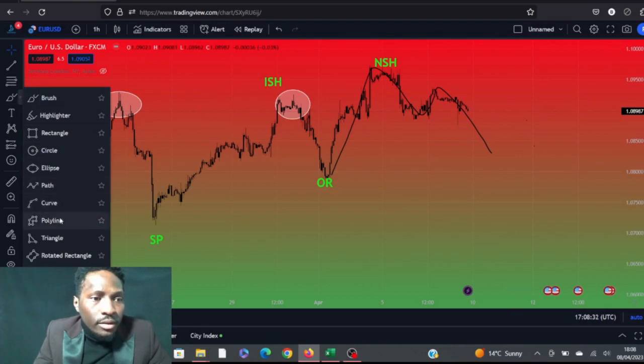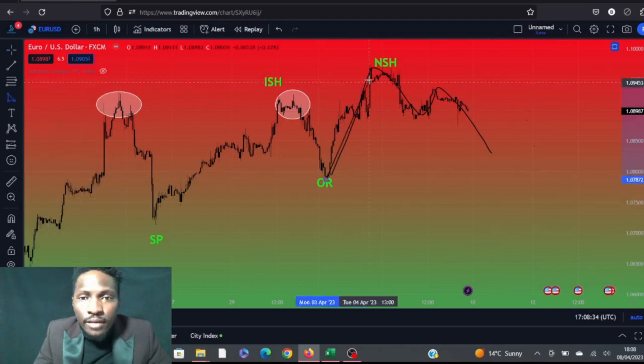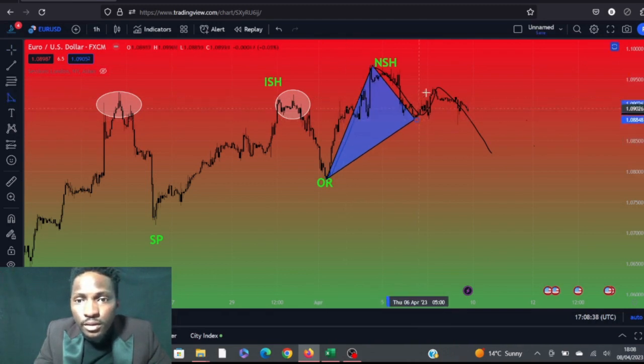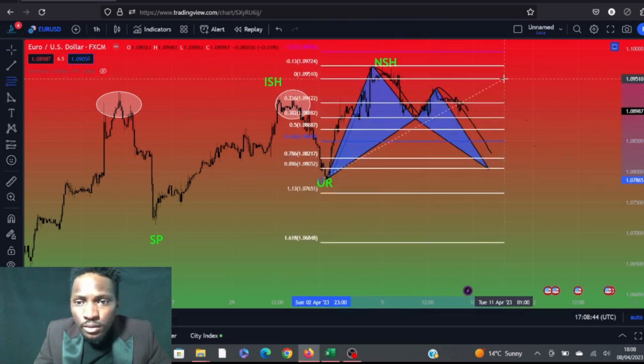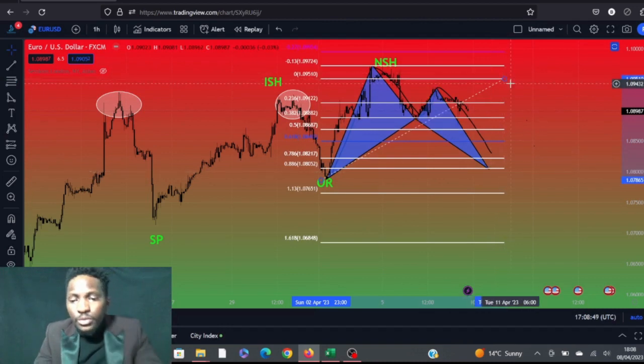And we're going to draw out our advanced pattern. Swing low, swing high, X to A leg, A to B, B to C, B to D with a completion somewhere around the 886 retracement. So there we can see right on the spot the market is going to complete at the 886 retracement line.